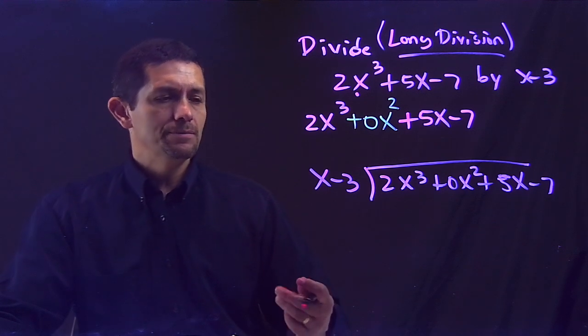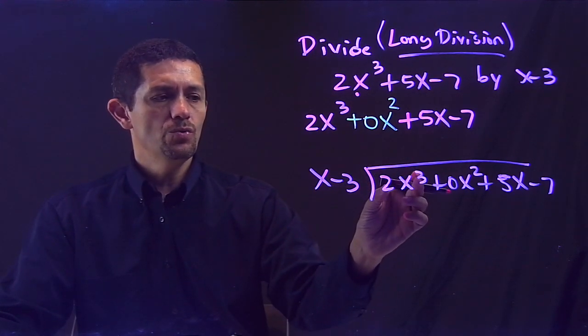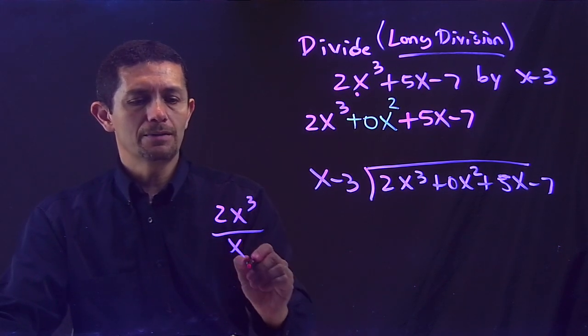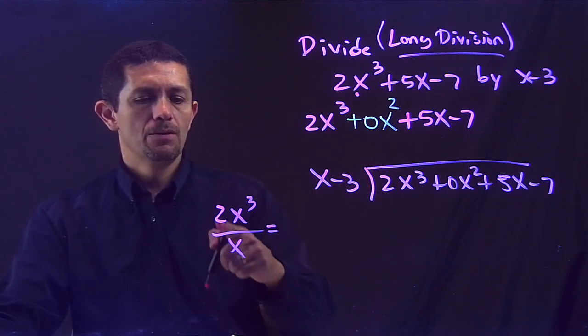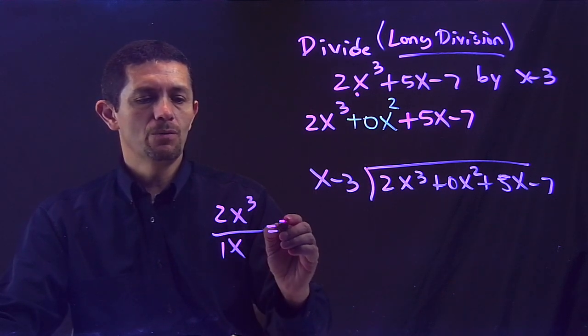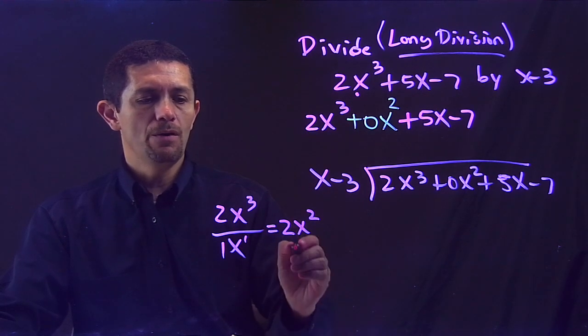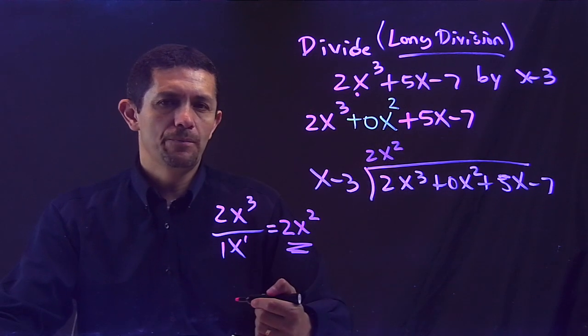How do we divide? We take the first term and divide it by the first term. We take the 2x cubed, and we divide it by x. Whatever answer you get, it goes on the top. So 2 divided by 1 is 2. X cubed divided by x is going to give you x squared. This goes on the top, 2x squared.